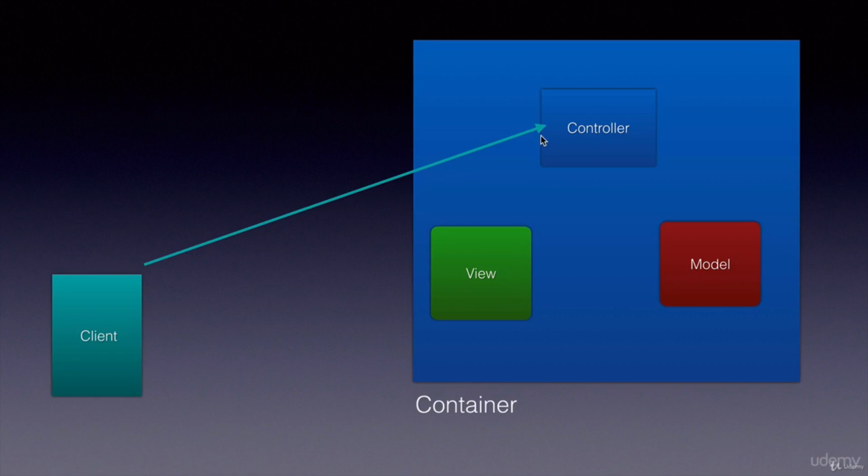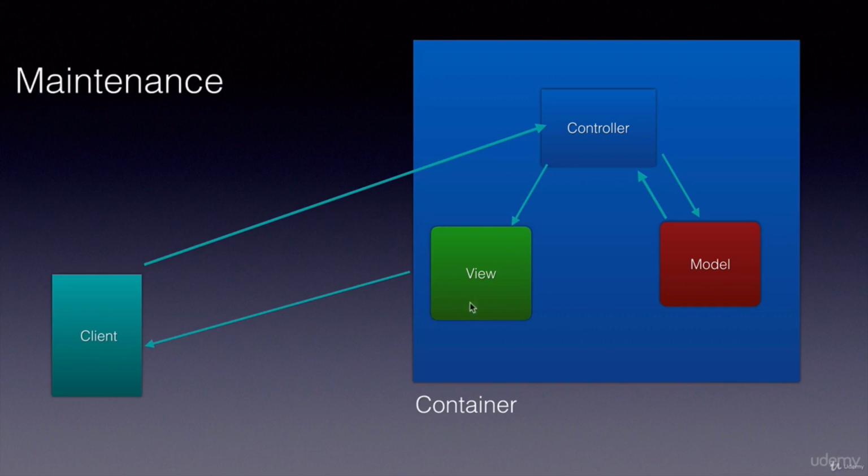So when the request comes from the client, it goes to the controller. The container will call the controller. The controller will select the appropriate model, which does the work, the business logic. When the model returns the response, the controller will select an appropriate view to display that data back to the client, which could be generating an HTML.